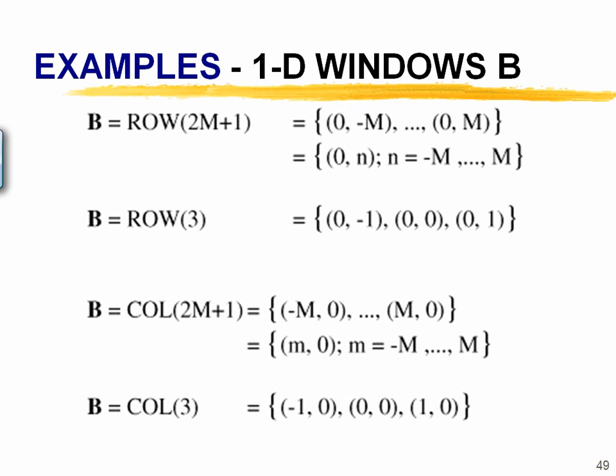Okay. So if I were to look at a row window of size 2m plus 1, basically I could define all its coordinates by 0 comma n, where n goes from minus m to m. Okay. I can do the same thing for a column. I can define its coordinates as m comma 0, where m goes from minus m to m. Okay. So a simple example of a column 3 window would be minus 1 0, 0 0, and 1 0.